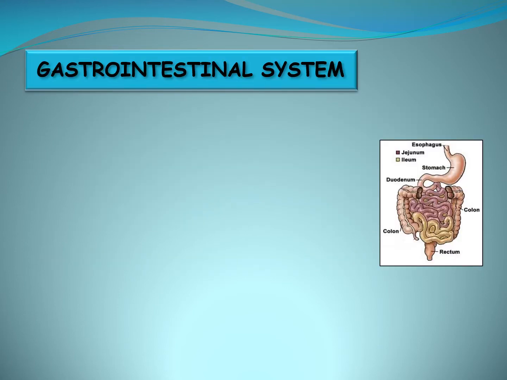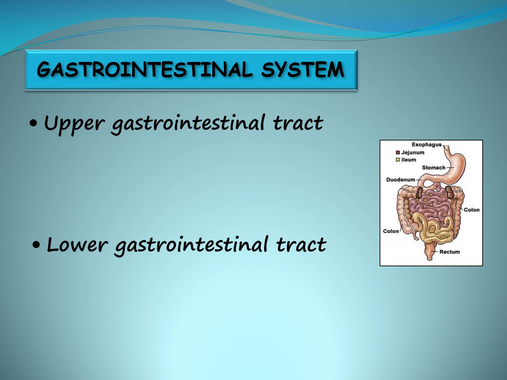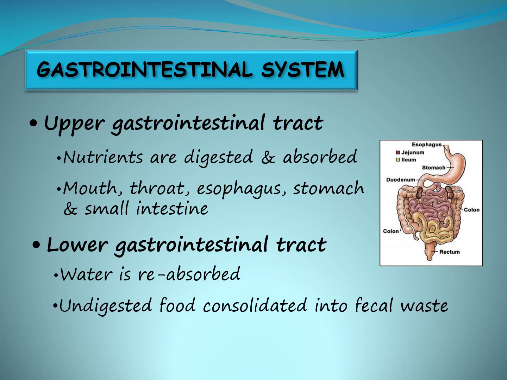The gastrointestinal system can be divided into two parts, upper and lower. The upper tract is where nutrients are digested and absorbed. It includes the mouth, throat, esophagus, stomach, and small intestine. The lower tract is where water is reabsorbed and undigested food is consolidated into fecal waste. It includes the colon, rectum, and anus.